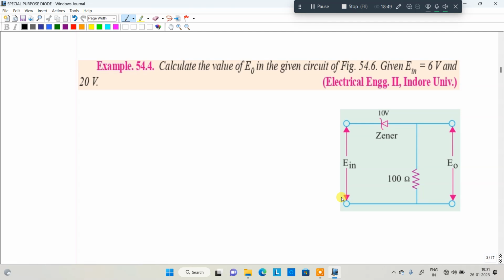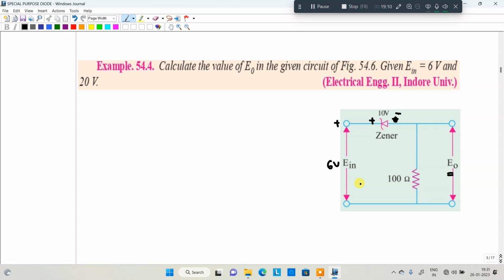In the next example, calculate the E0 in the given circuit. Vin is equal to 6 volt. Whenever it is 6 volt, this side is positive and this side is negative.